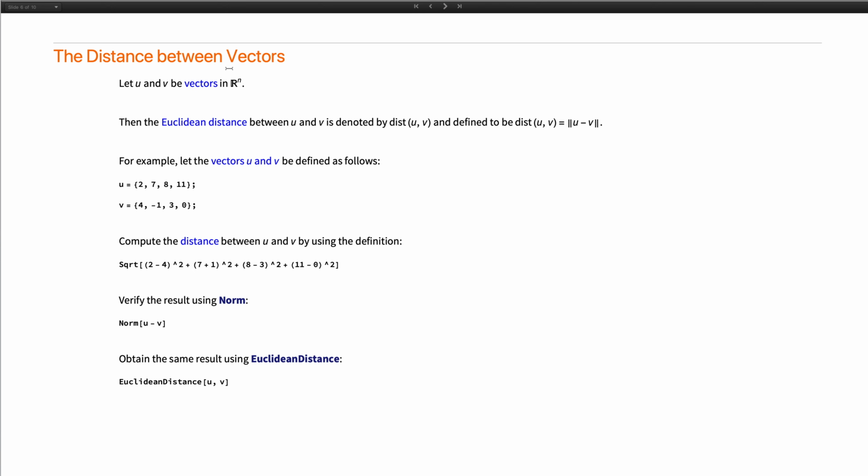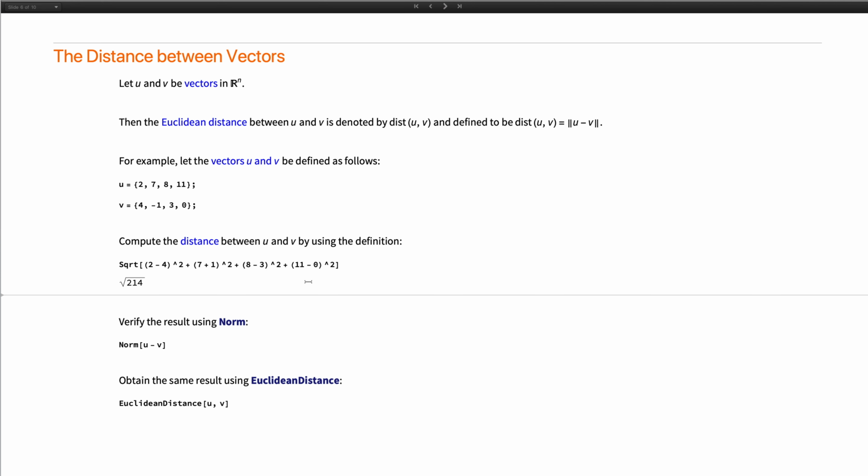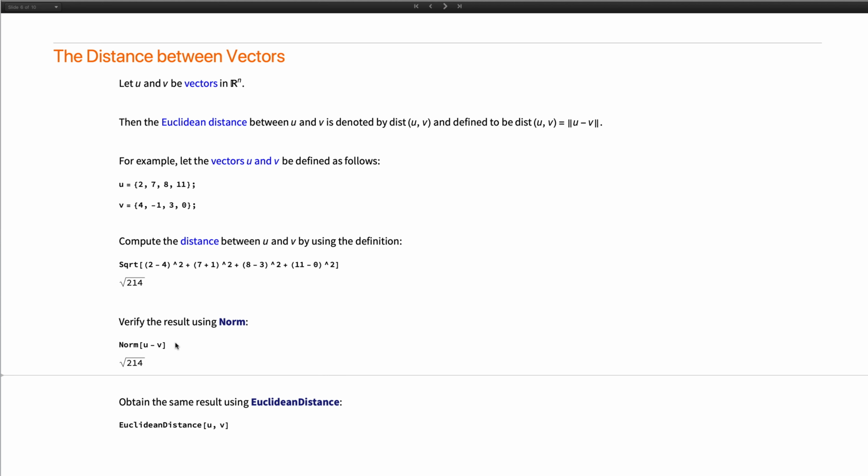Next, what if there are two vectors? If you've got two vectors u and v, then you can talk about the Euclidean distance between them as being simply the norm of u minus v. For example, you have u and v over here. You want to work out the distance between them, so you take the square root of the differences of all the coordinates squared and added up, and you get back an answer. You can check the answer with norm: you do norm of u minus v. And we also have a nice function called EuclideanDistance in the Wolfram Language, which will give you the same answer.